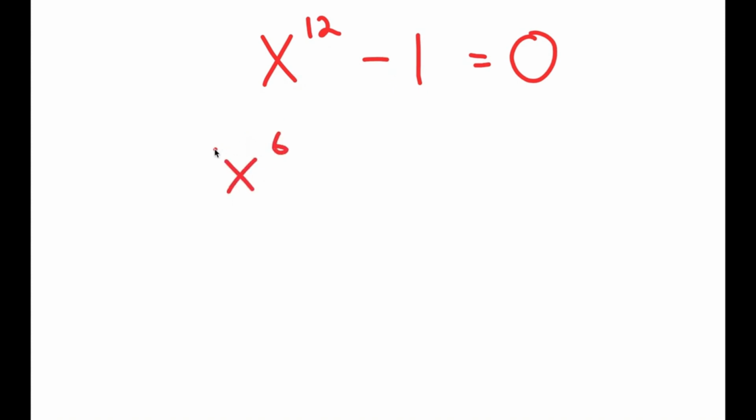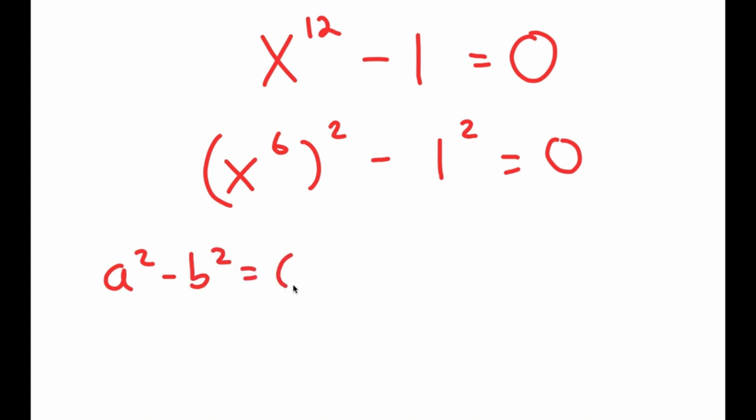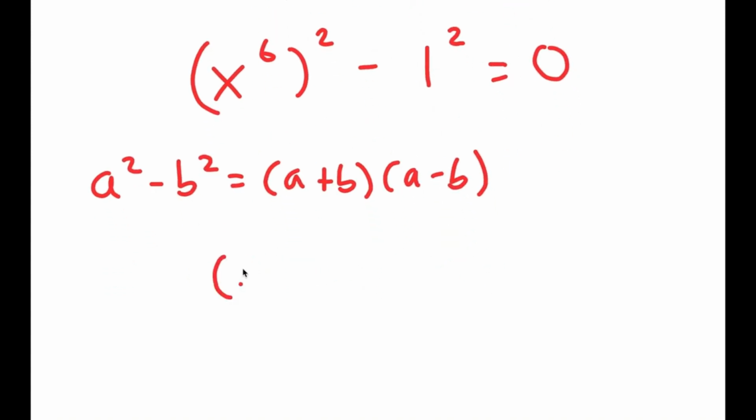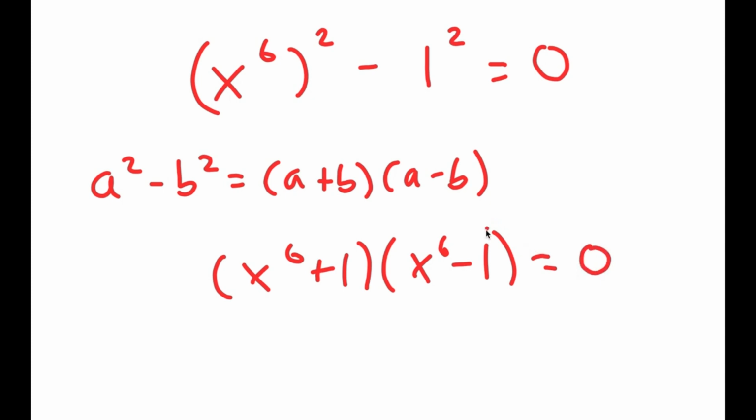Alright, so in this video, I'm going to solve the equation x to the power of 12 minus 1 is equal to 0. So to solve this, I'm going to first rewrite this as x to the power of 6, to the power of 2, minus 1 squared is equal to 0. And the reason I'm doing this is so I can use the property a squared minus b squared is equal to a plus b times a minus b. So this turns into x to the power of 6 plus 1 times x to the power of 6 minus 1 is equal to 0.